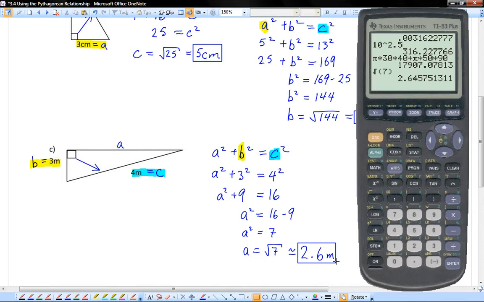Okay, if my calculator gave me some other answer, like 26 or something like that, then I'd say, oh, wait a minute, I have to recheck my math.